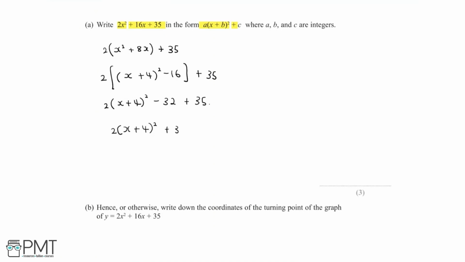Now taking a look at what the question is asking for us, we're asked to write this down in the form a(x plus b) all squared plus c. We have an answer of 2 multiplied by x plus 4 all squared plus 3, which fits with the form given to us in the question. So we said that a is equal to 2, b is equal to 4, and c is equal to 3. And we can write down our answer below.